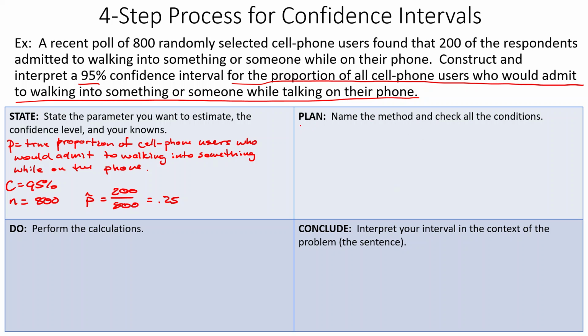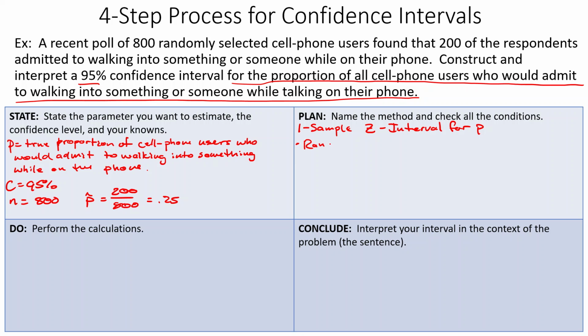So let's see, how many samples do we have? We're doing a one sample. All right, we're working with Z. We're finding an interval for a proportion, so for P. Next, we check our conditions.